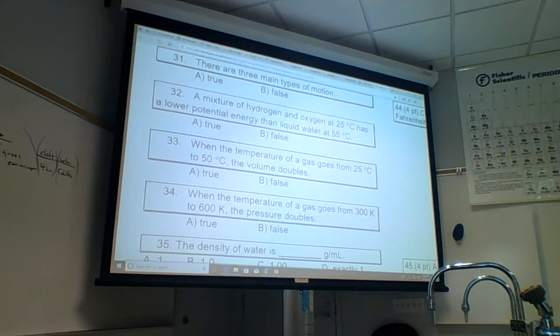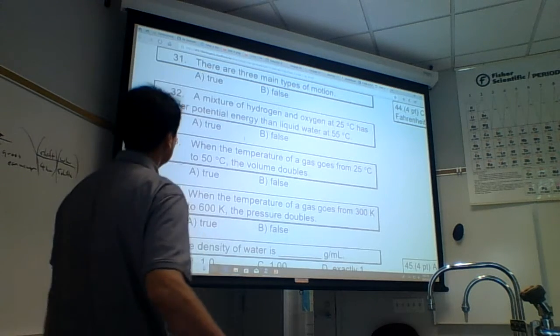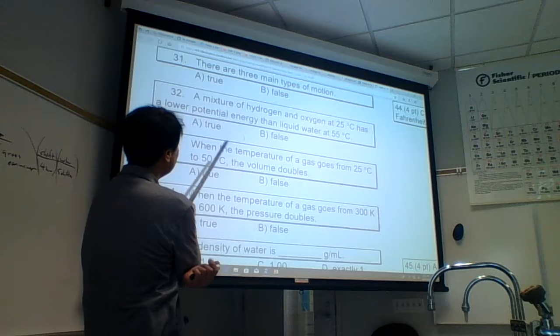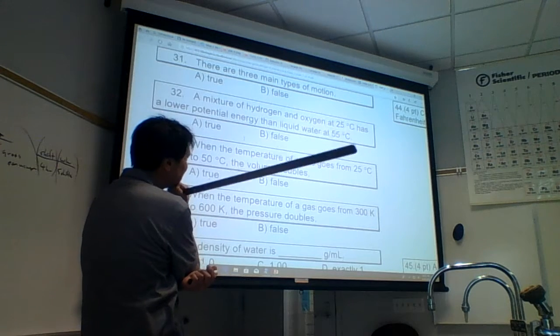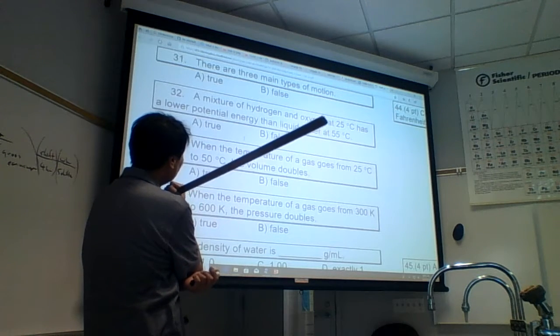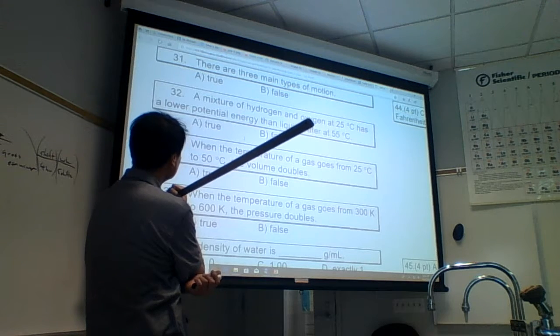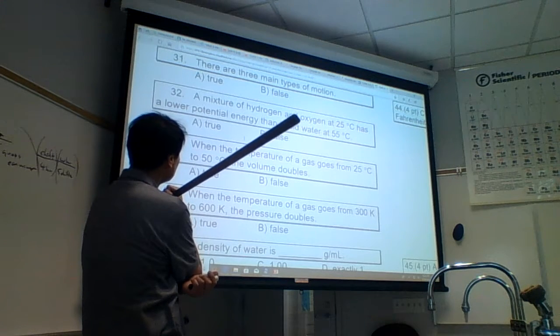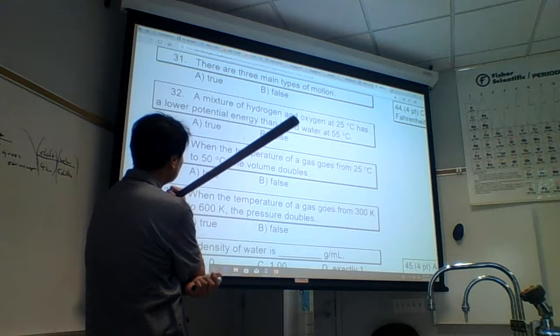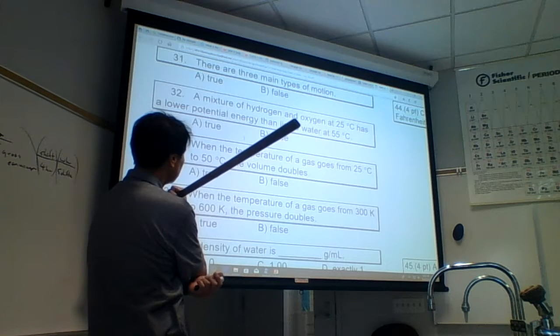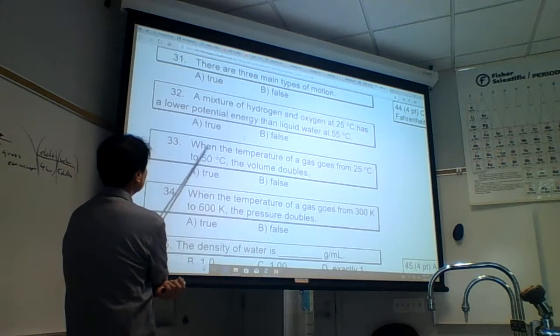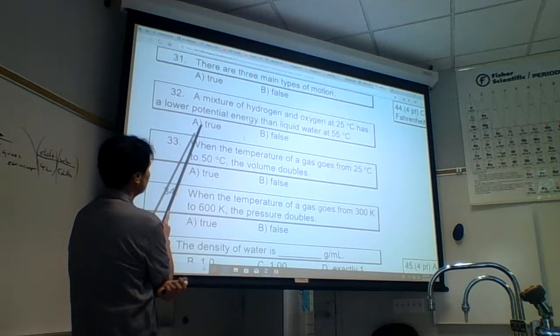Actually, I can make this true. How can I make this true? What would I change? What word? I would only have to change one word to make it true. It says hydrogen and oxygen at 25 degrees has a lower, higher kinetic energy. Oh no. Actually, two words I have to change.